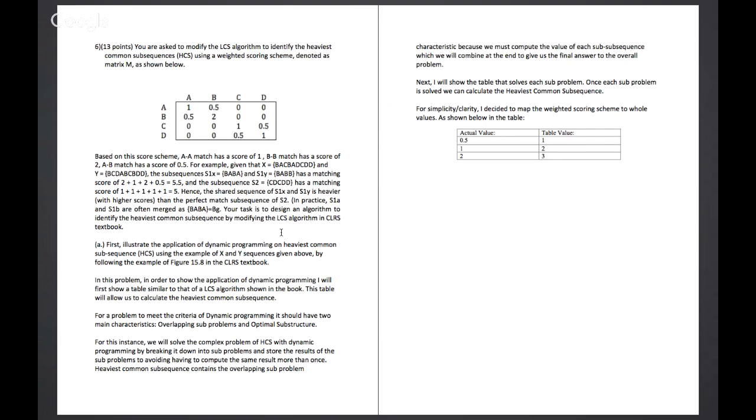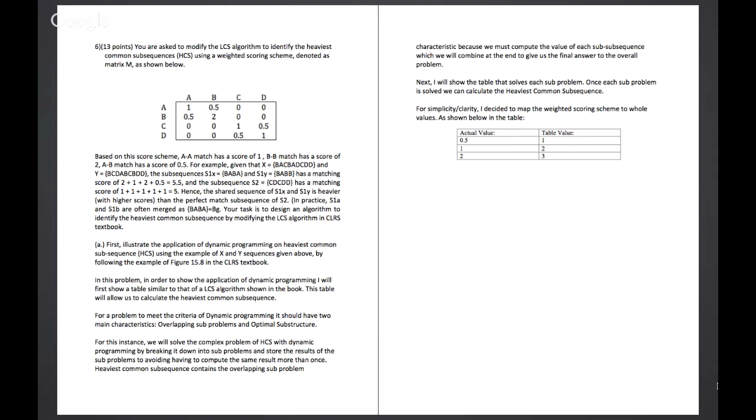So in this problem, I did what I did on the rest of the problems. I wrote everything I wanted to say out. That way, if Dr. Chin didn't have time to watch the video, he would at least see what I talked about. In order to show the application of dynamic programming, I will first show a table that's similar to the LCS algorithm shown in the book. And this table will allow us to calculate the heaviest common subsequence, very similar to the way the longest common subsequence is calculated.